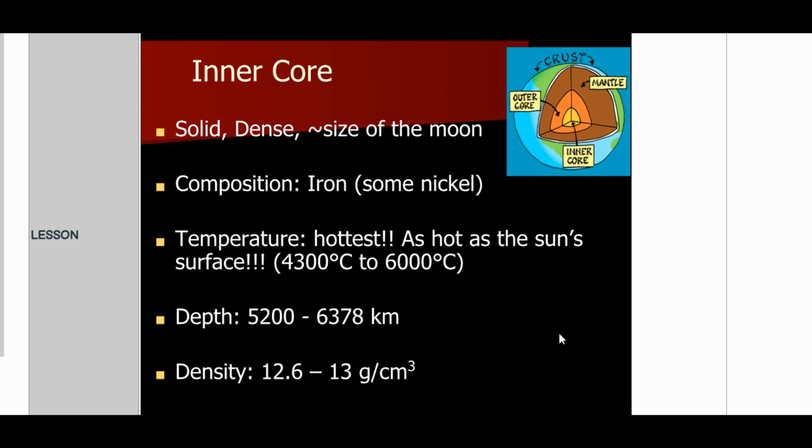This is as hot as it gets here on Earth, and the temperatures are about as hot as the surface of the sun, anywhere from 4,300 degrees Celsius all the way up to 6,000 degrees Celsius at that very center. It goes from an upper limit of 5,200 kilometers to the very middle of the inner core at 6,378 kilometers, and a density of just over 12.5 to 13 grams per centimeter cubed.